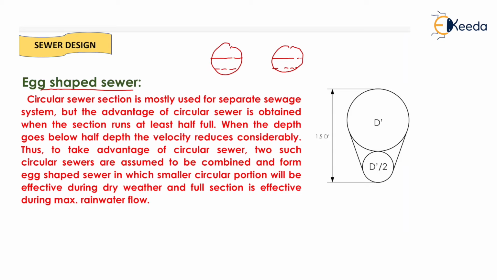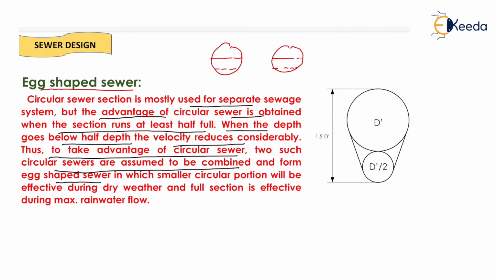Circular sewer sections are mostly used for separate sewer systems, but the advantage of a circular sewer is obtained when the section runs at least half full. I had already discussed with you, when the depth goes below half depth, the velocity reduces considerably. Thus, to take the advantage of circular sewers, two such circular sewers are assumed to be combined to form an egg-shaped sewer, just like an egg.